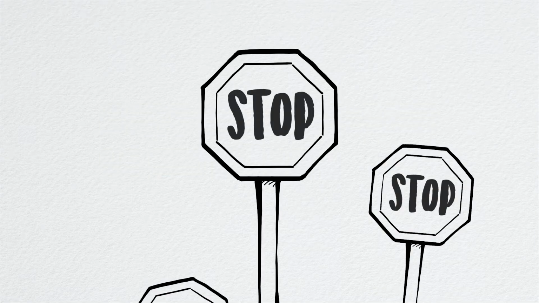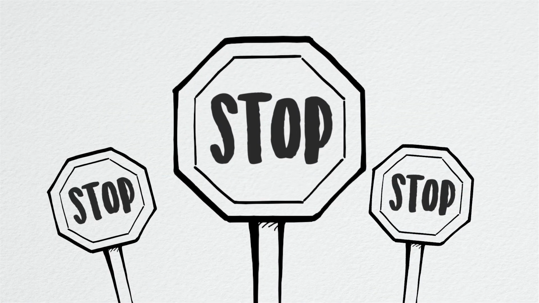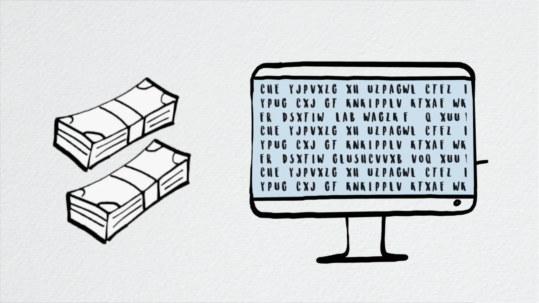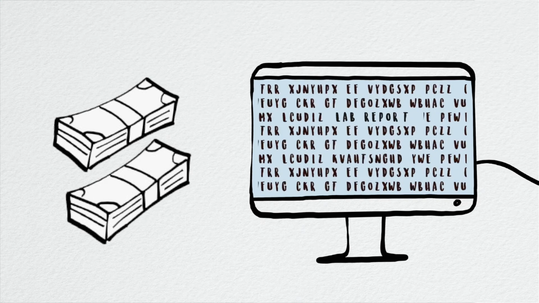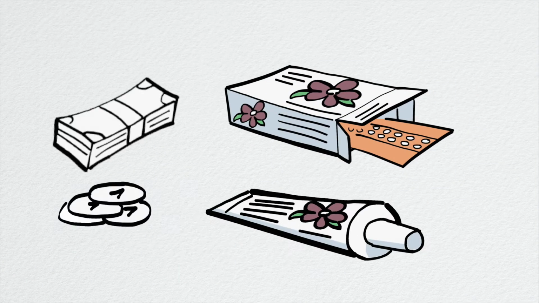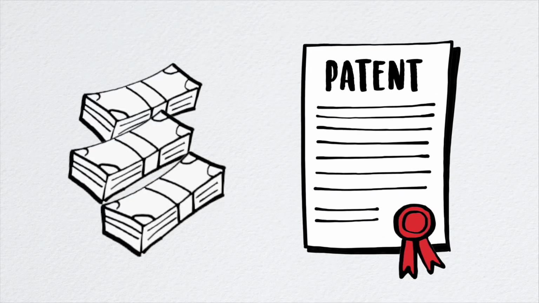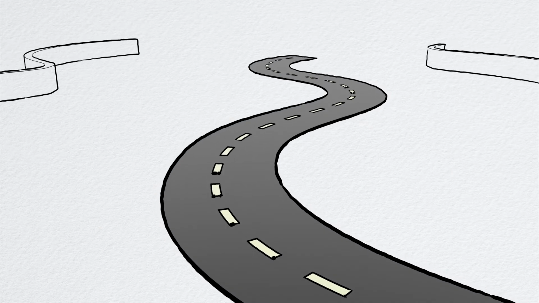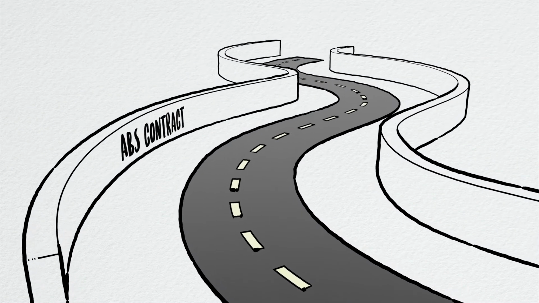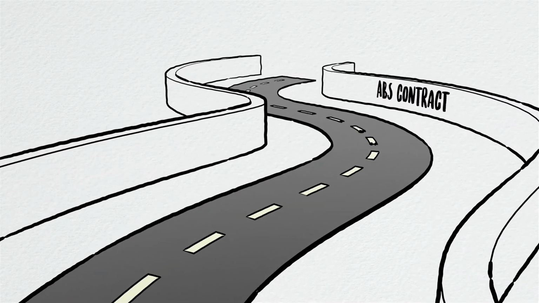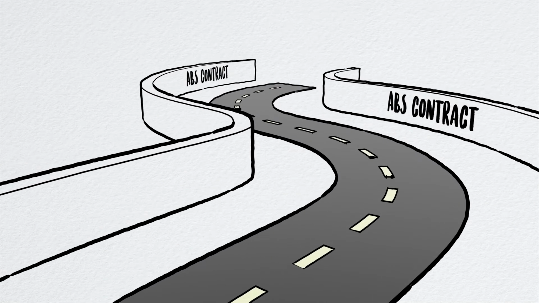But wait. Why do you want to forbid commercial use? It is far better, whenever possible, to regulate actions and obligations in a positive manner. For example, it is favourable to allow commercial activities and actions that may lead to the generation of benefits, instead of forbidding them outright. The key is to impose enforceable conditions that will guarantee a fair share of benefits flows back to you and clear consequences for when this does not happen.